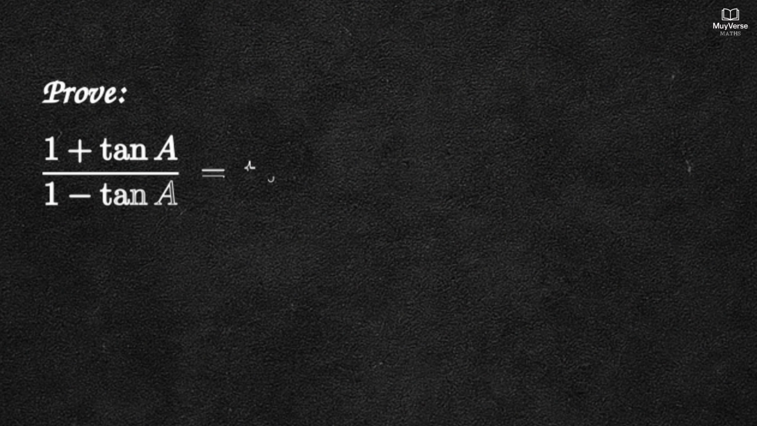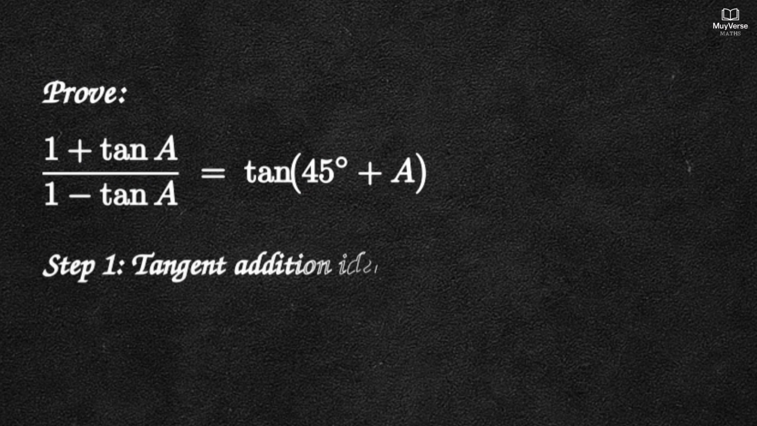We will prove, step by step, the identity: the fraction (1 + tan A) over (1 − tan A) equals tan(45° + A). Step 1. Recall the tangent addition identity.